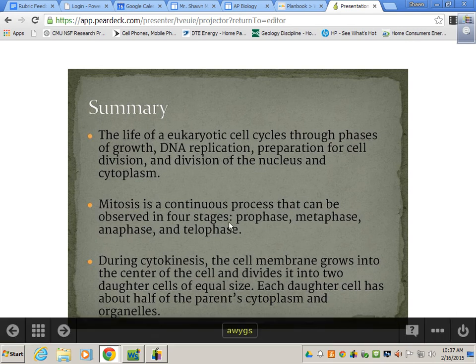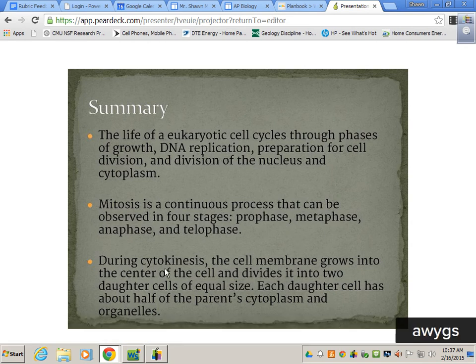Now, mitosis is a continuous process that can be observed in 4 stages: prophase, metaphase, anaphase, telophase, and then the final stage, cytokinesis, where the cell membrane grows into the center of the cell, and it divides into two daughter cells of equal size, each having its own organelles and cytoplasm, half the size of the original parent cell.